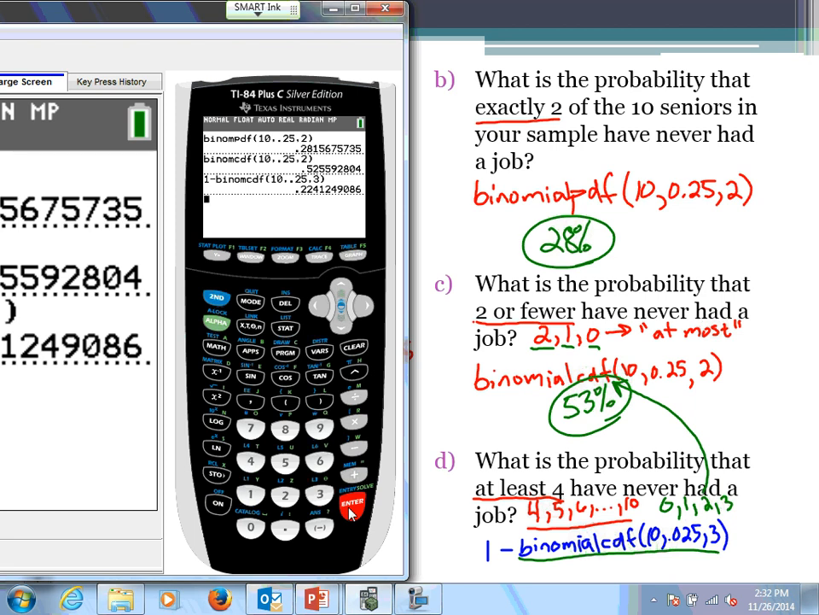This is our probability that at least 4 have never held a job. So we're right at about 22%. And that's a whole heck of a lot faster than finding the probability of 4, and then 5, and then 6, and then 7, and 8, and 9, and 10, and adding all those together. Again, we can apply the complement and the CDF to help us in those at least settings.